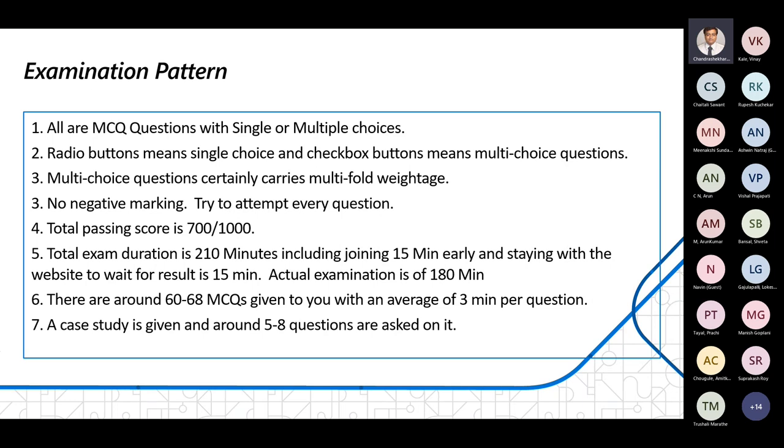Important takeaways are, all are MCQ type questions. 700 is a passing score. There is no negative marking. Better you attempt every question. And the overall examination will be of 3 hours.